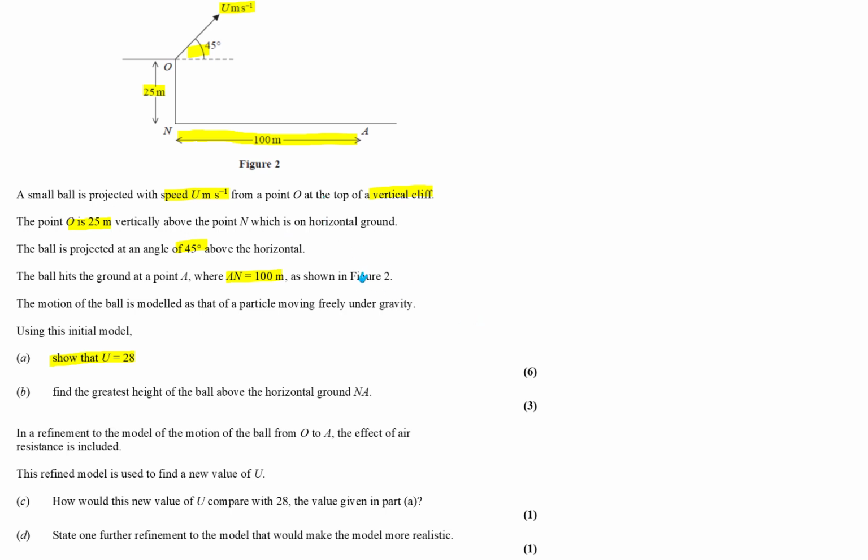Can we remember? That's U cos 45 that way, and vertically that's U sine 45. Now, because we've got this 100 meter distance here, and this is going to fall quite steeply like so, we should really resolve horizontally using SUVAT, S equals UT plus a half AT squared. Right, that's our first step. It's a six marker, and you'll see why we need to use that.